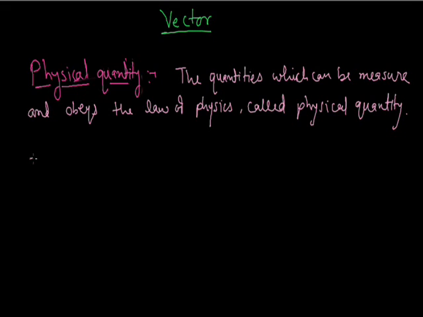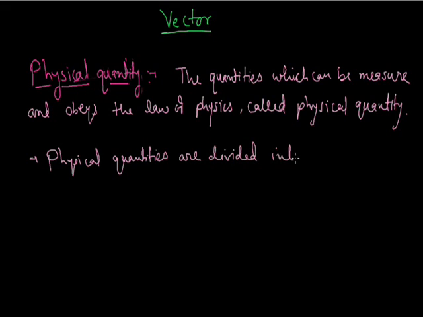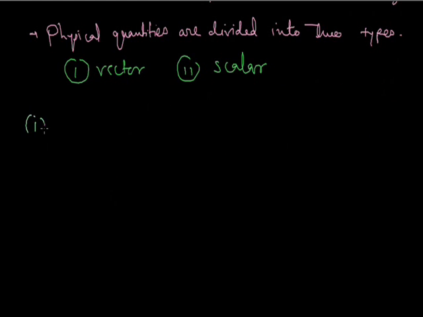Physical quantities are divided into two types. First, vector. Second, scalar. Now we can discuss the scalars.